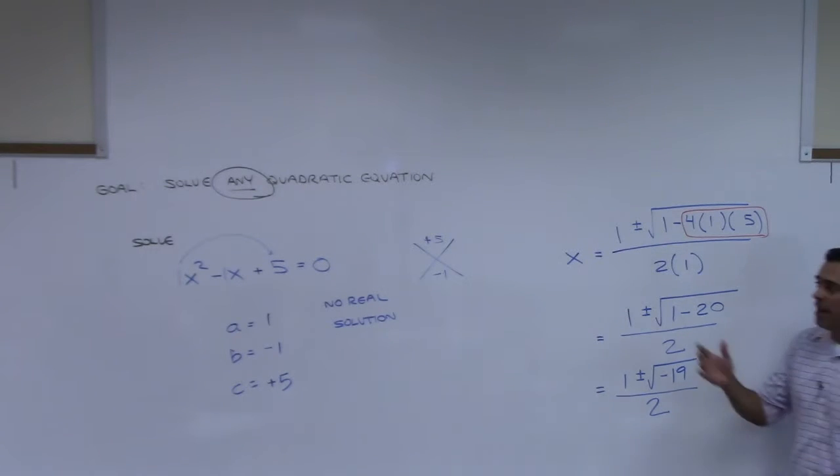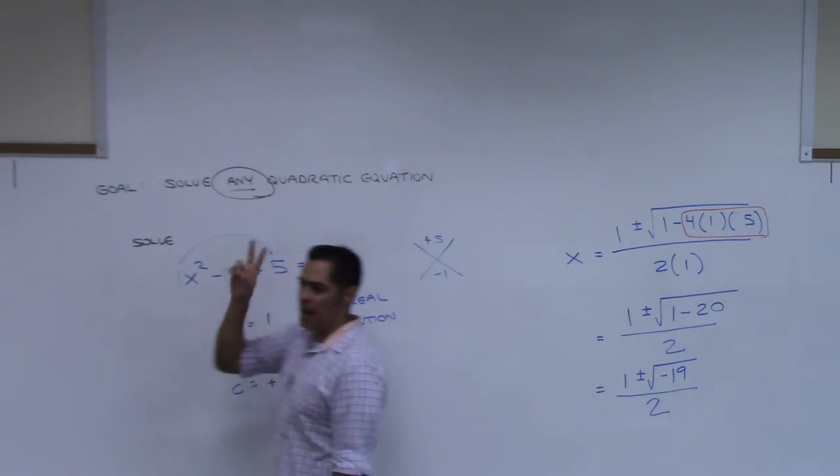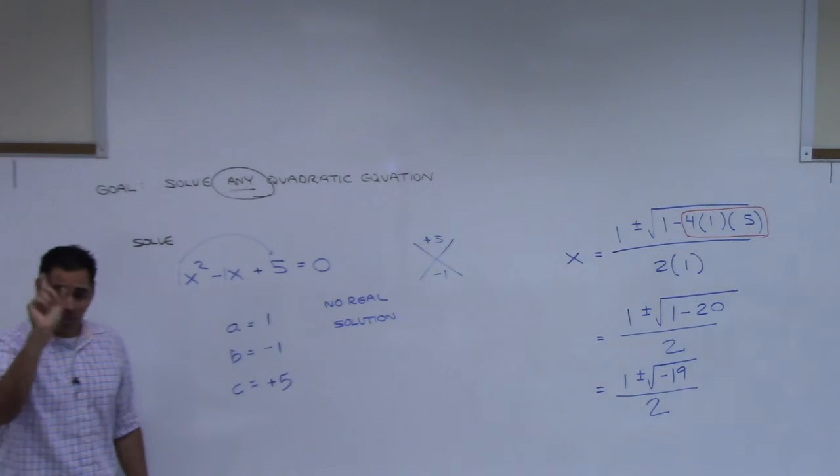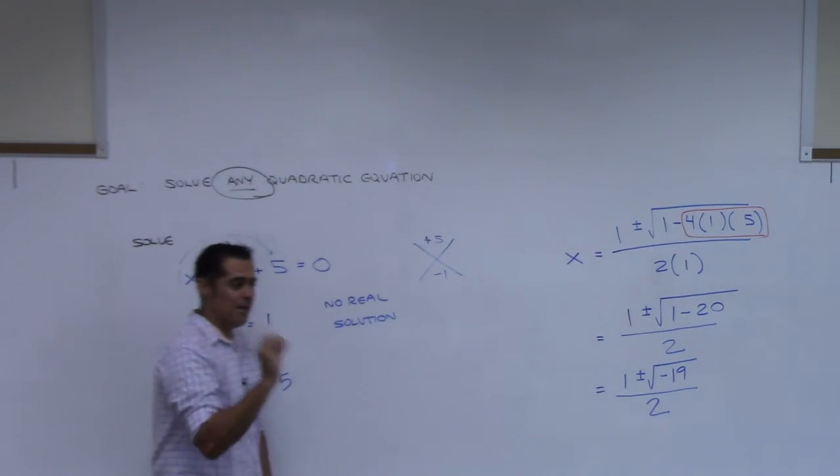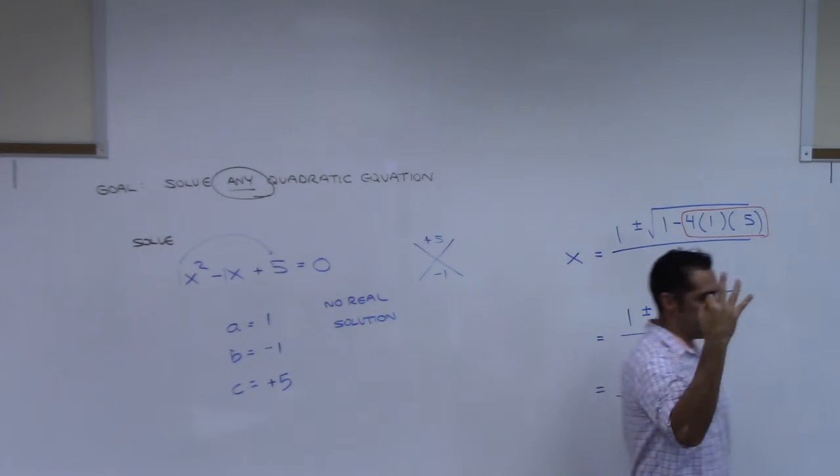So like I said, when you have a quadratic equation, you can have at most 2 answers. It's possible to have 1, and it is also possible to have none. But you can't have 3. All right?